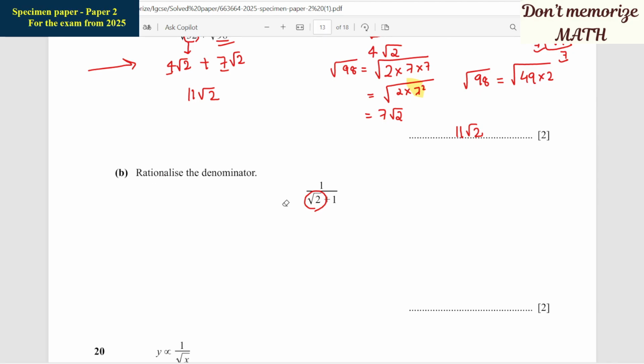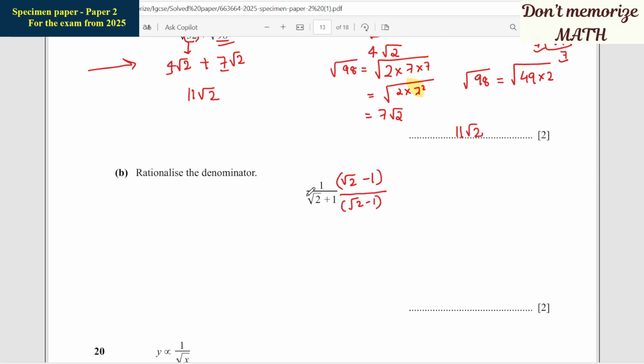Okay, so the method we are using is, whatever you have in the denominator, here we have root 2 plus 1. So what you have to do is, you have to multiply with root 2 minus 1, both numerator and also denominator. Okay, so put a bracket here, so it will be easy for you to multiply it. So 1 times square root of 2 minus 1, you will get square root of 2 minus 1, the same thing. Then divided by, you have two brackets in the denominator here.